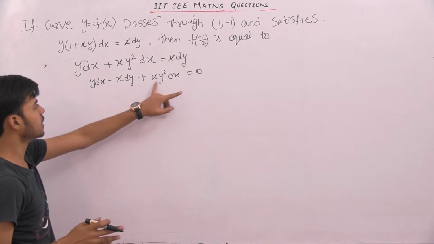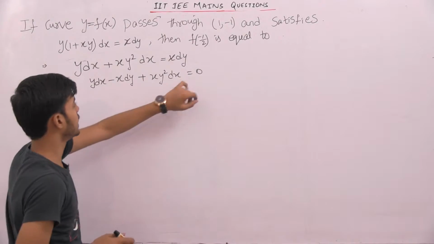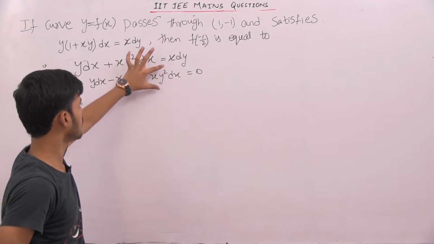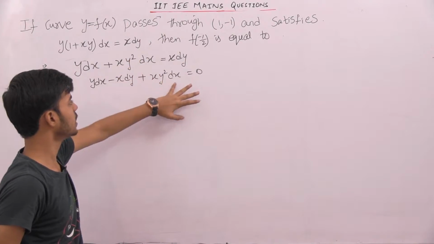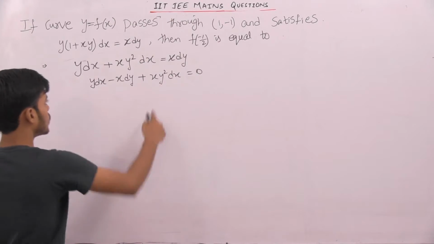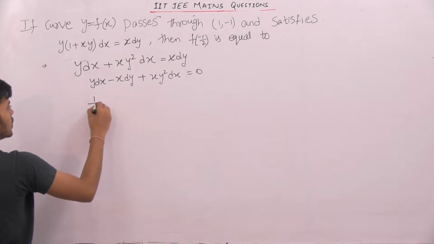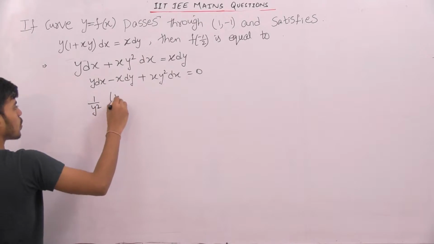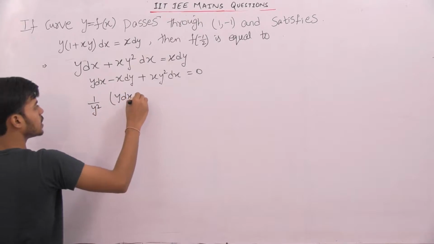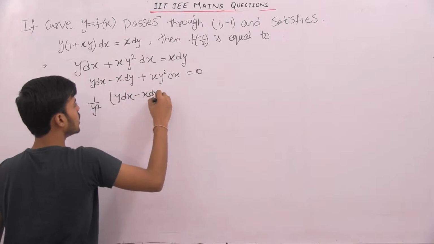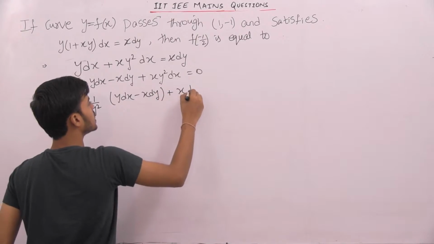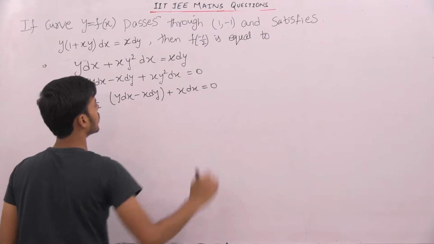So here we have x y square dx. If we eliminate y square from here, we can integrate this part easily. So let's divide by y square, which is 1 by y square of y dx minus x dy, plus x dx is equal to 0.